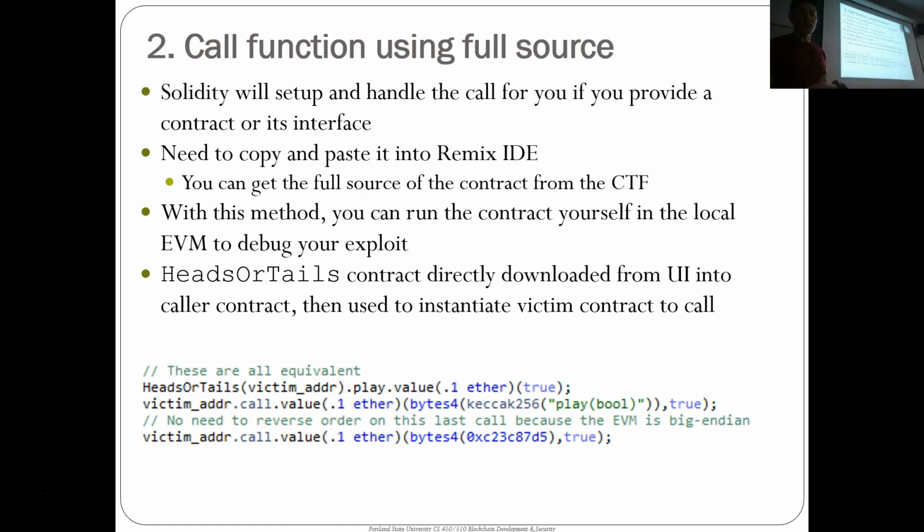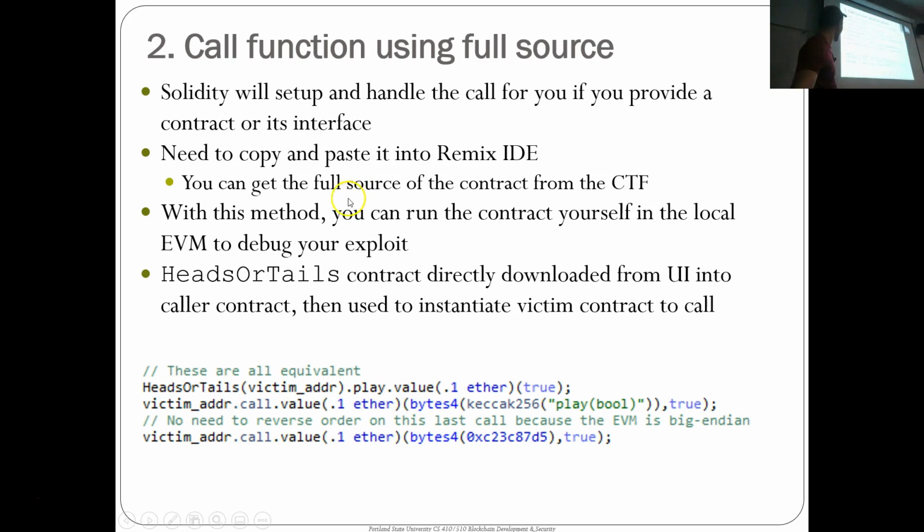The second way to do this is to use the full source code of the victim contract that you're trying to call. And if you use the full source code, Solidity can figure out those hashes for you, right? So what you can do is copy and paste the heads or tails smart contract into Remix, and you can get the full source code from the CTF itself. I'll show you a way to do that. If you do this, you could actually deploy the victim contract and your attacking contract on the JavaScript VM and then test there before you try to deploy it on the main blockchain.